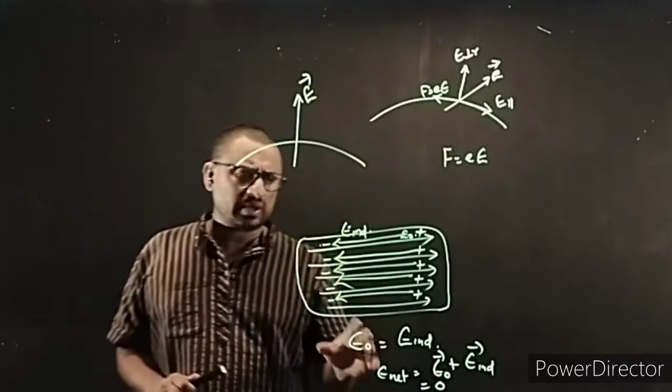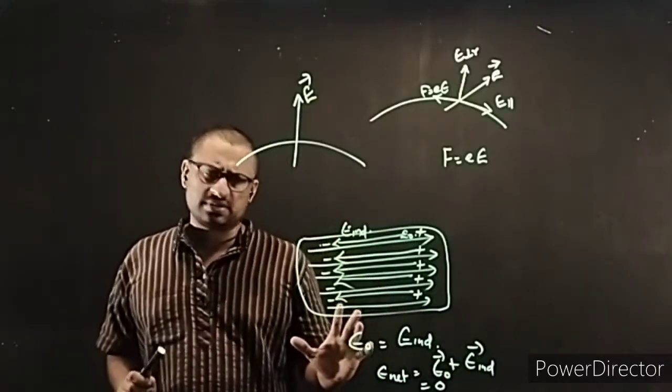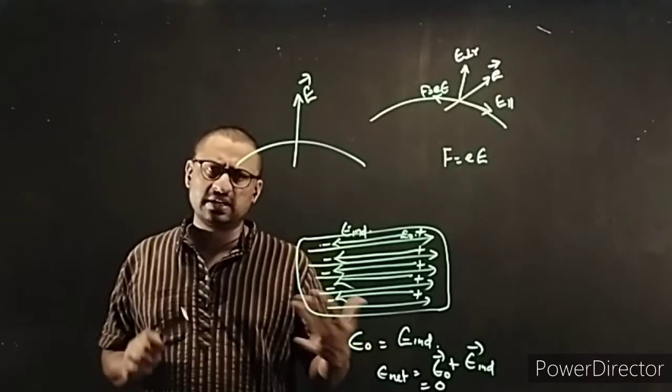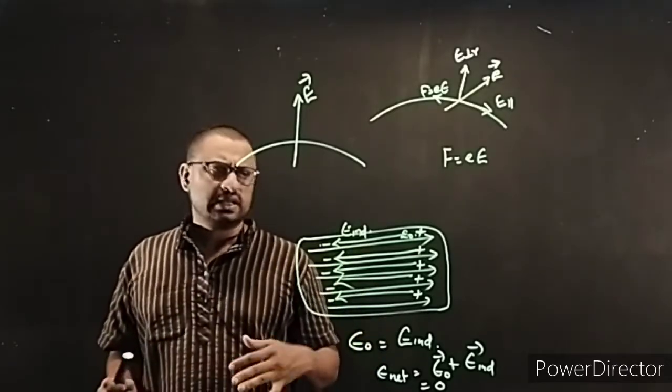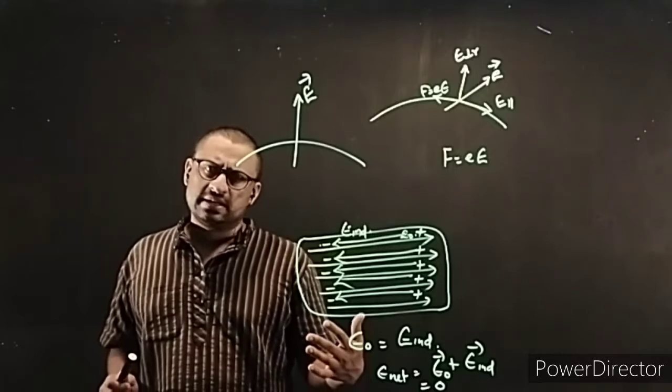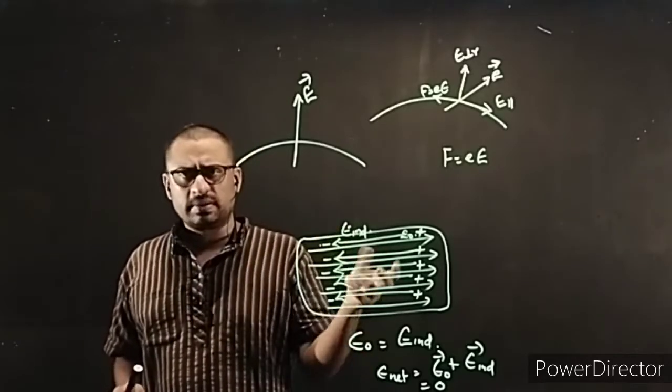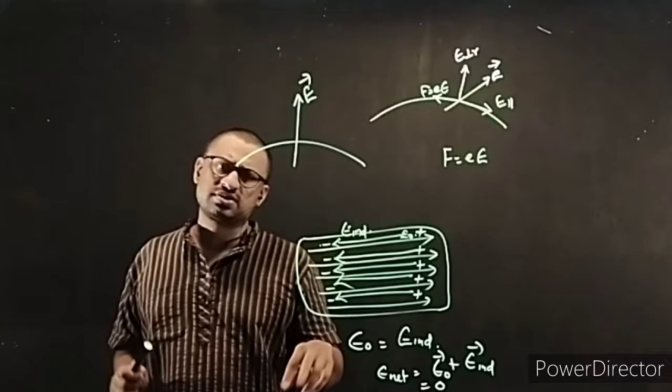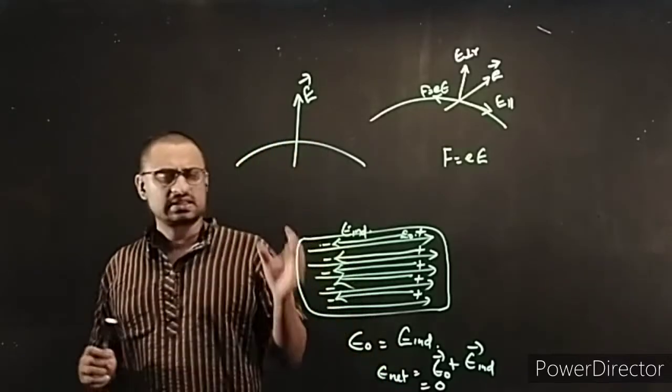This is because it has that many free electrons. The free electrons will arrange themselves in an orientation such that the induced electric field developed inside the material is equal to the externally applied electric field, so that the net electric field inside it is 0.